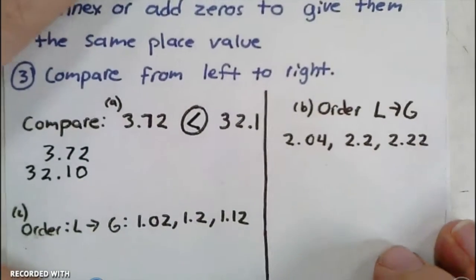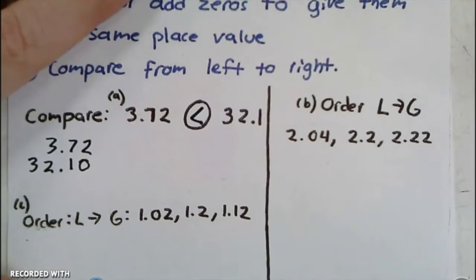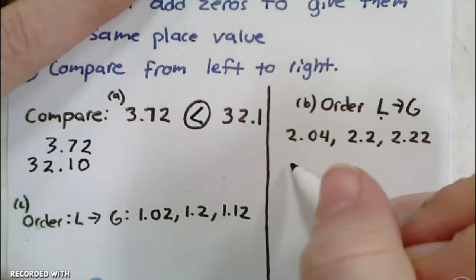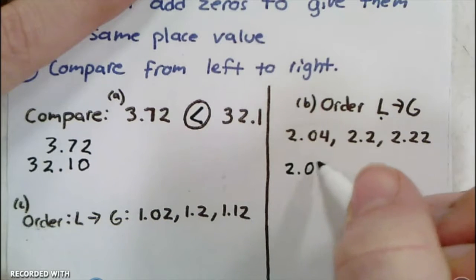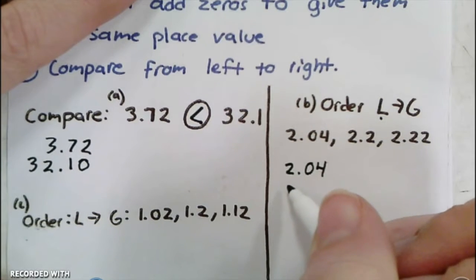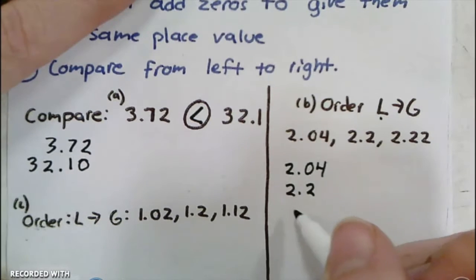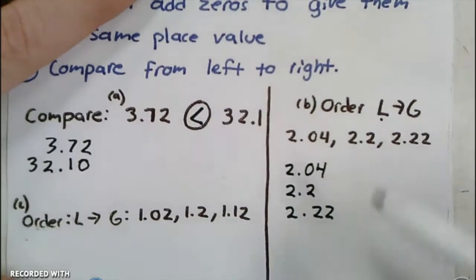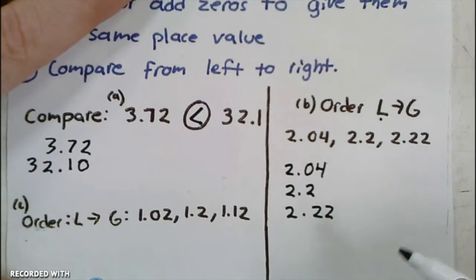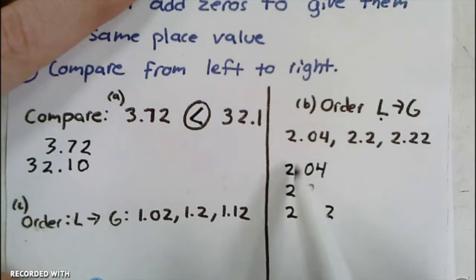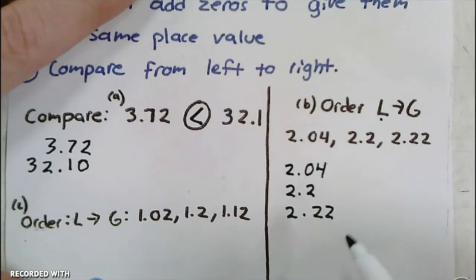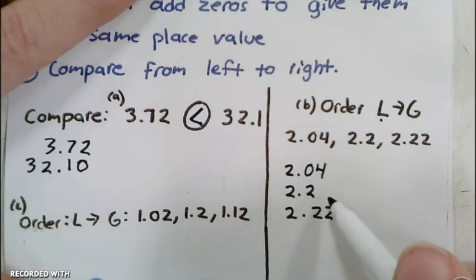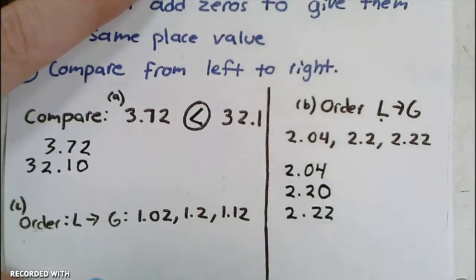Example B has 3 numbers, and this says to order them from least to greatest. So my first step is that I'm going to write them vertically with their decimal points aligned. I have 2.04, I have 2.2, and I have 2.22. Now in this question, were any of them obviously much bigger than the others? No, they all have a whole value of 2, so we're just dealing with the decimals. My second step is very important in this case, and that is to annex the zeros so they're all the same place value. So I need to annex a 0 there so they all have 2 decimals.